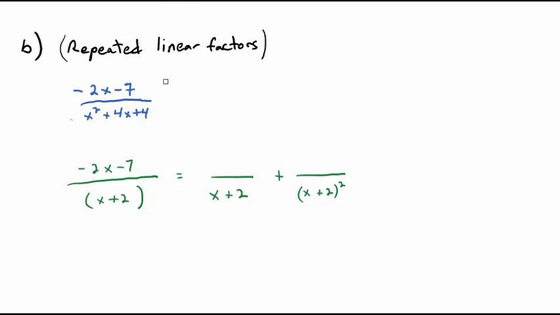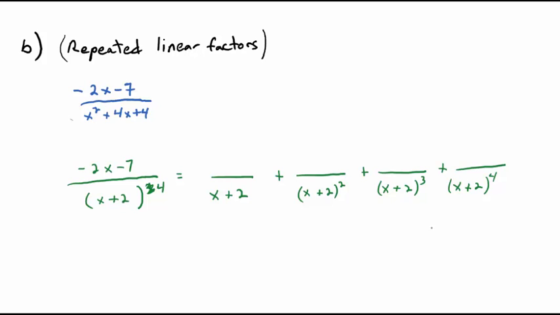I'm only going to change it temporarily, so you don't want to necessarily do this in your notes. If it had been x plus 2 quantity cubed, then you'd not only have this decomposition, but you'd also need another term with the denominator of x plus 2 to the third power. And if it had been x plus 2 to the fourth, you would need another term with a denominator of x plus 2 to the fourth power, and so on and so forth, right?